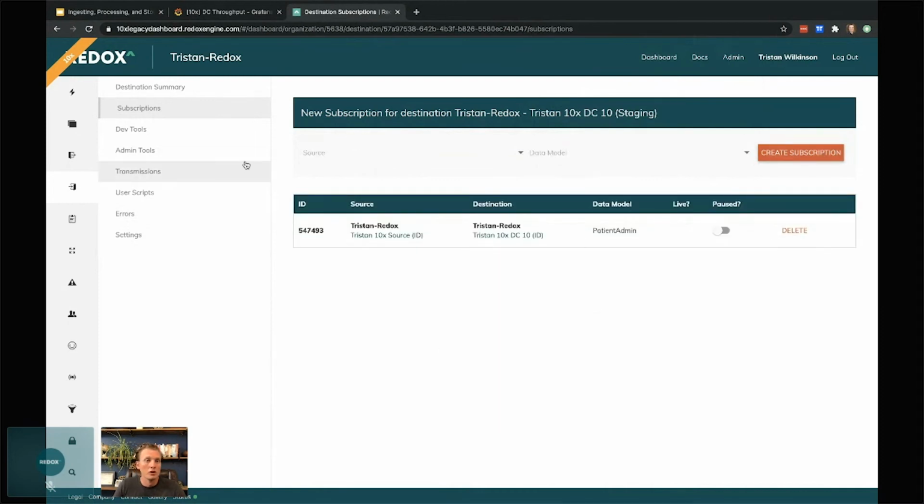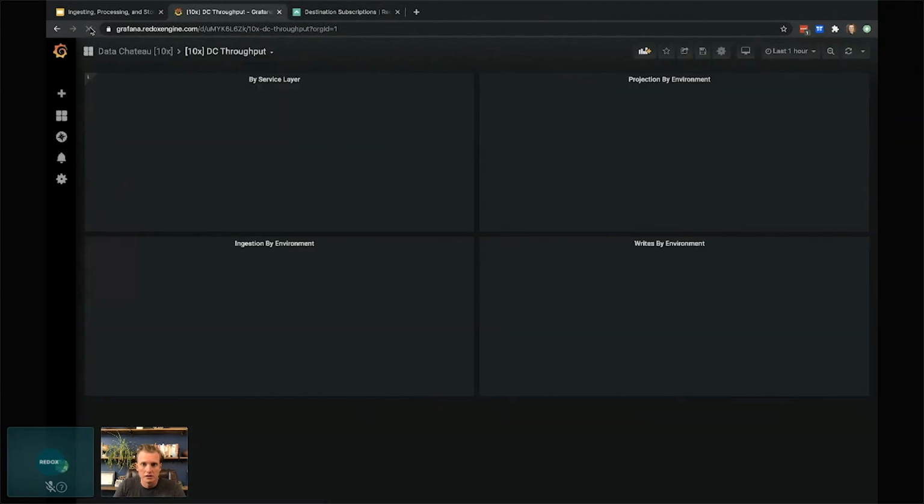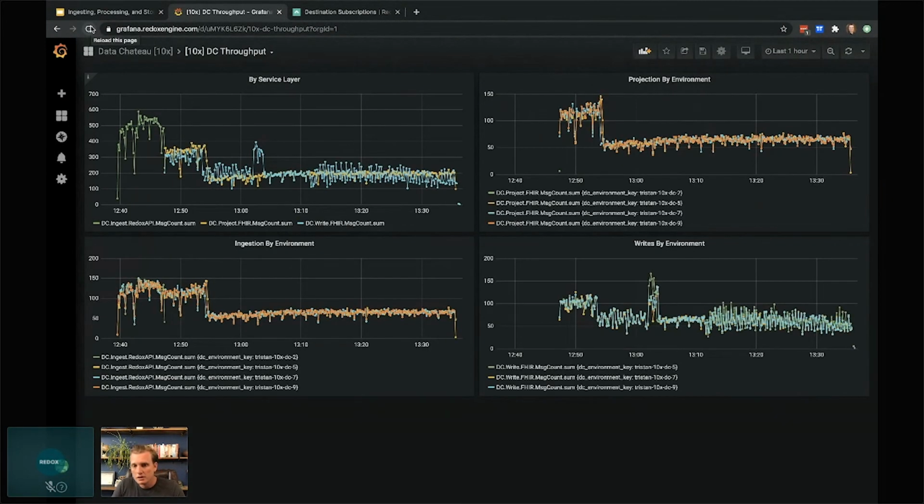All right, so I've just demoed setting up a new health system in our data on demand ecosystem for ingesting new patient admin events on the Redox platform and persisting them. And I want to see how far. Okay, so it looks like we're all caught up.